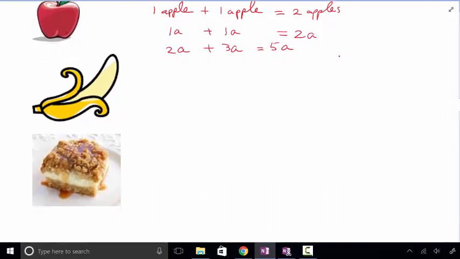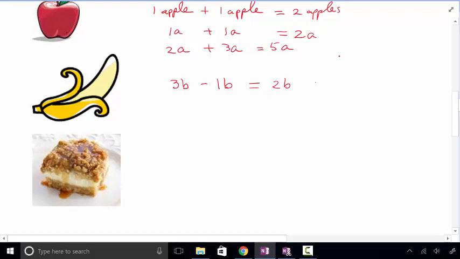Let's try a banana. What if I have 3 bananas and I take away 1 banana? What do you get? 2 bananas. Again, all you have to do is add or subtract the numbers. Really, the letter, the variable, still stays the same.